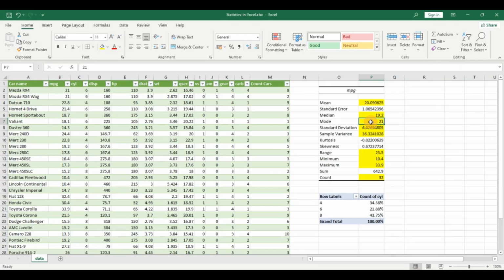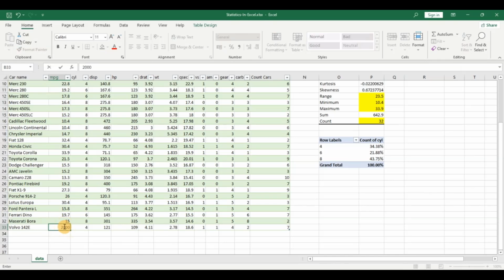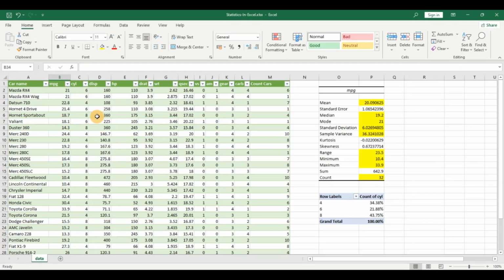But let's take a look at how outliers affect the measures of central tendency and why it is important to look at the measures of central tendency together. So I'm going to edit this value. Let's say for the Volvo, I'm going to add 2000 as the mileage. Okay, and now let's do the descriptive statistics again and see the effect.